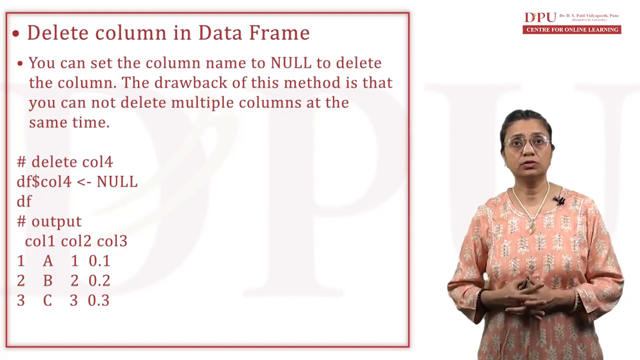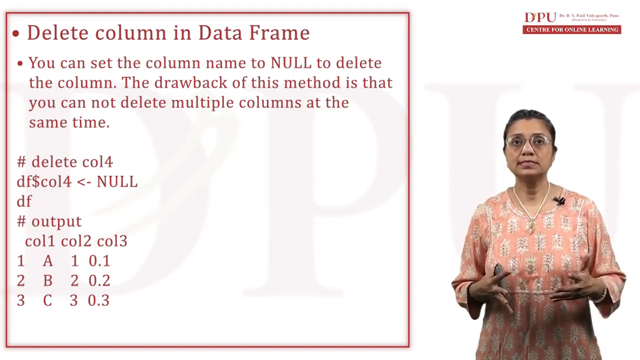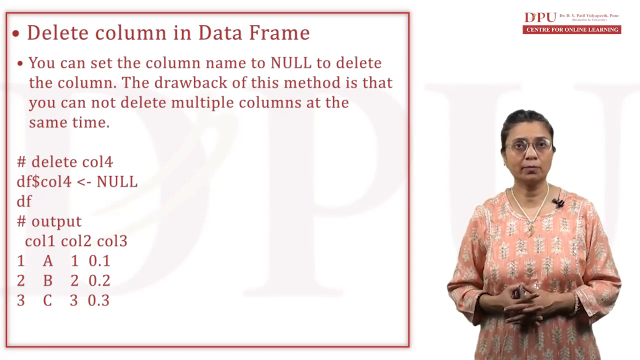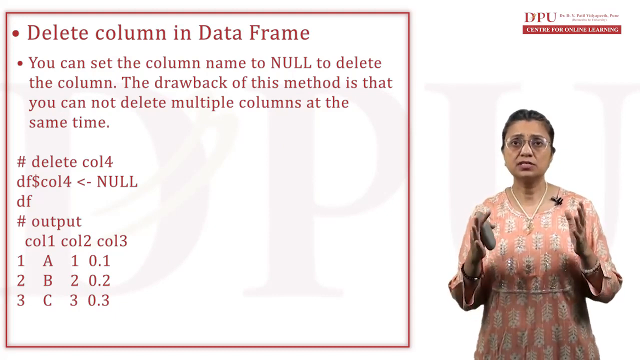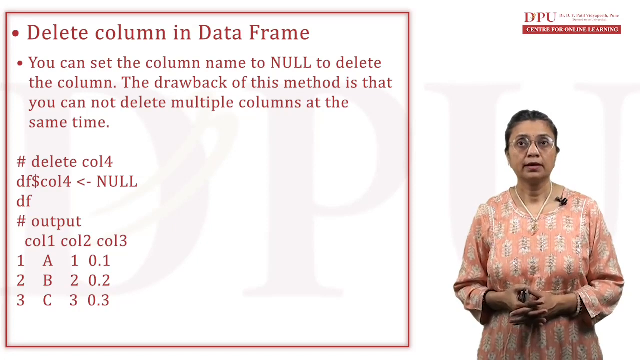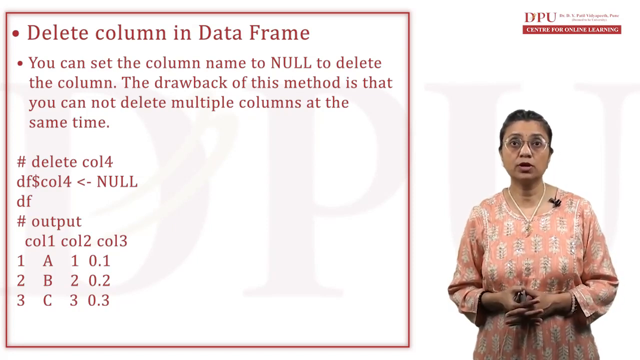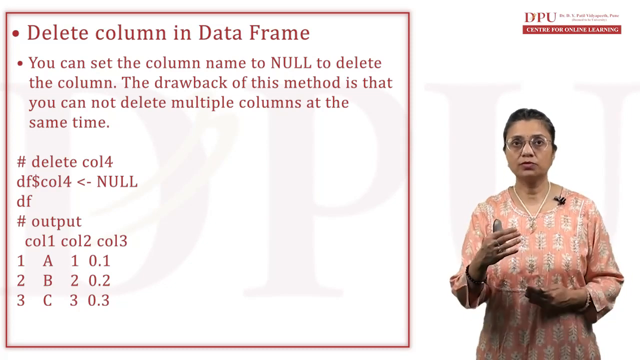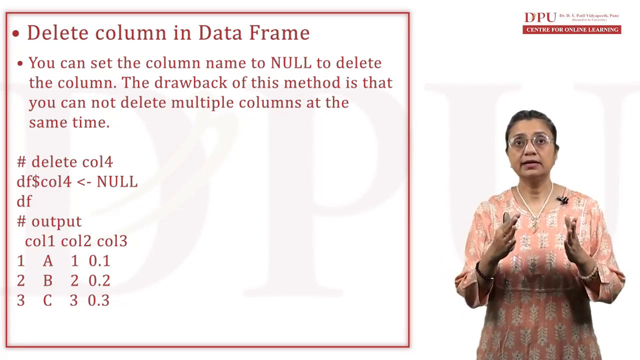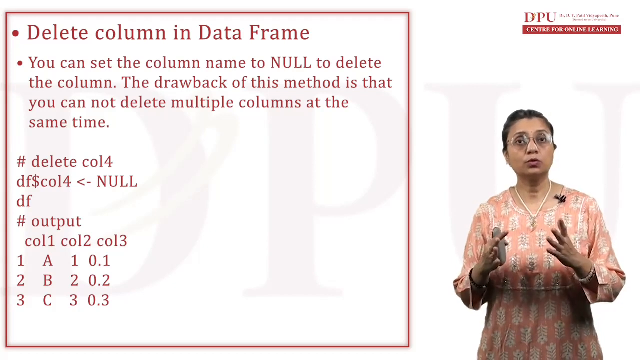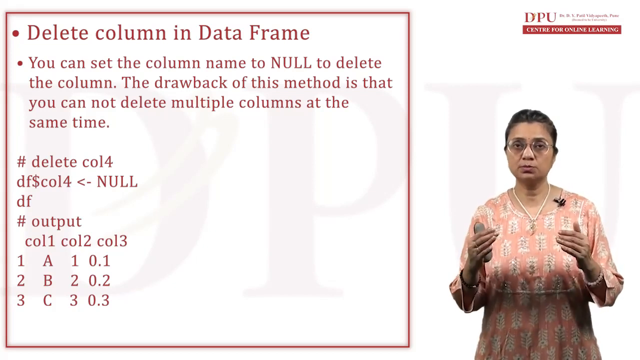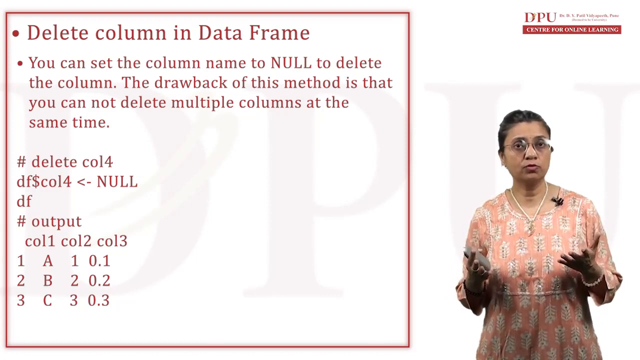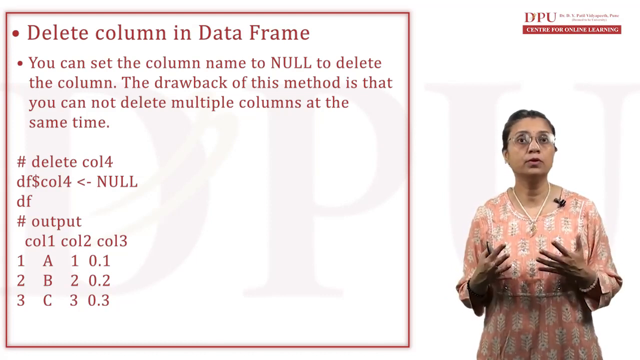Now, let's have a look at how to delete a column. If I want to delete a column, which means I just want to remove a column from my table, I can just write null to delete the column. The drawback of this method is that you cannot delete multiple columns at the same time. Just have a look at the code. I write df dollar column 4 equal to null, which means df dollar column 4 is declared as a null column, no values.